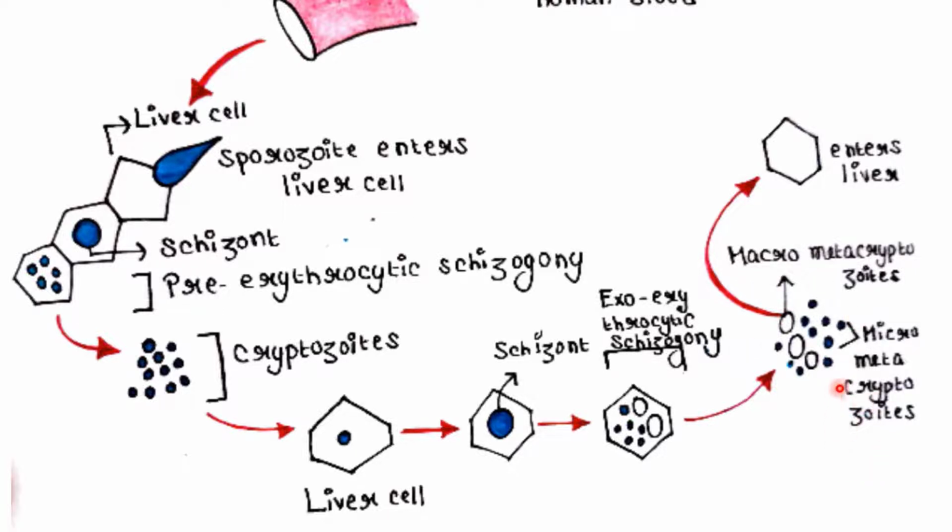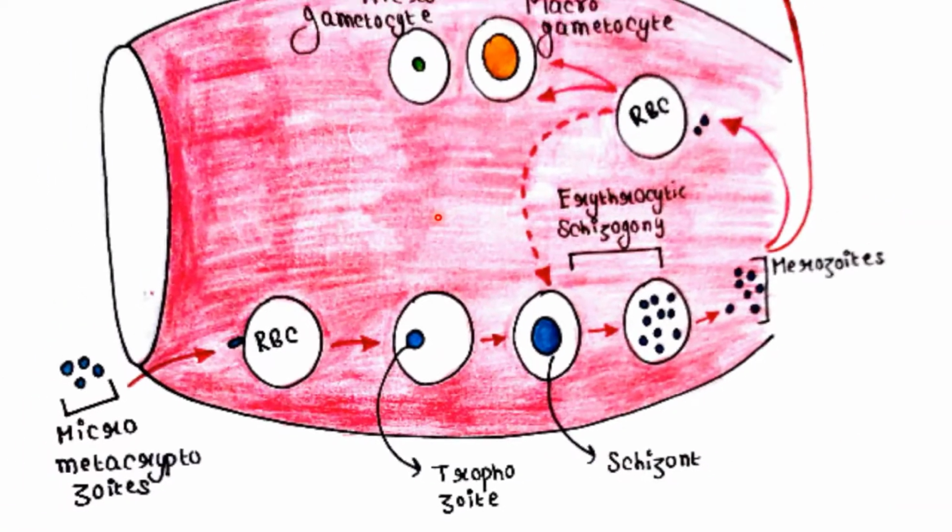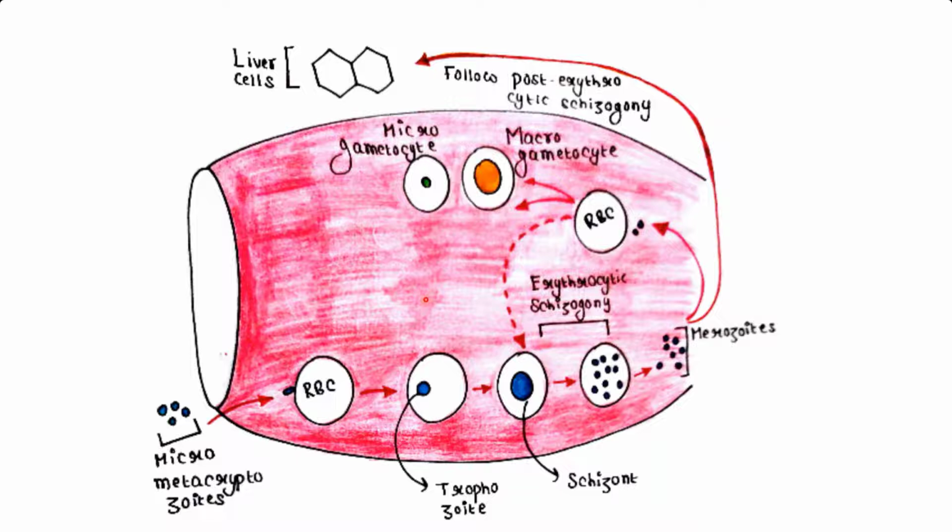And micrometacryptozoites will re-enter the bloodstream and invade RBC, red blood cells, or erythrocytes. That we will see now. So, the micrometacryptozoites will now enter the bloodstream and they will enter the RBC. Now, they are called trophozoites. So, micrometacryptozoites are now called trophozoites when they are inside the RBC.